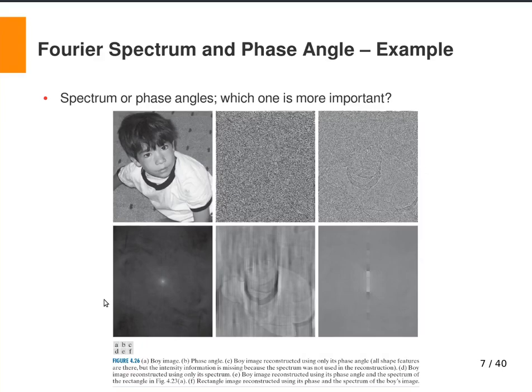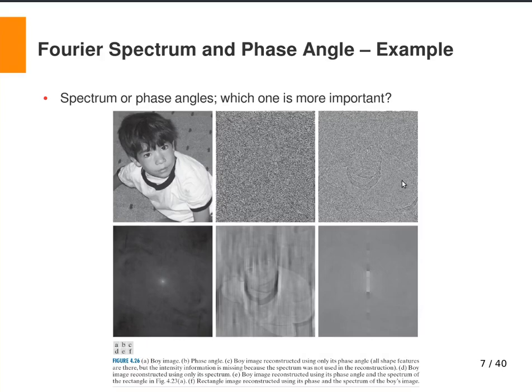So to show that, we use this example of this image, and we calculated the discrete Fourier transform for this image. So the second picture shows the phase angle of the Fourier transform. As you can see, it looks very random. So now the question is which one of these two is more important, either the Fourier spectrum or the phase angle.